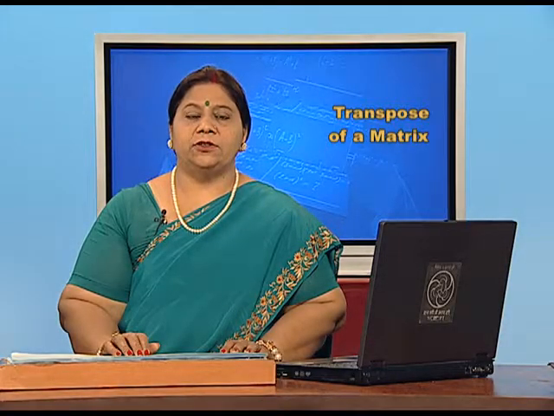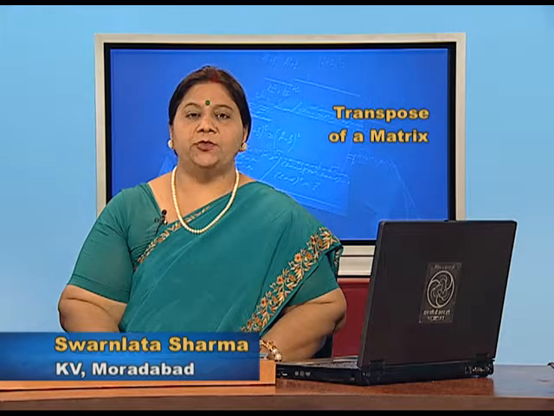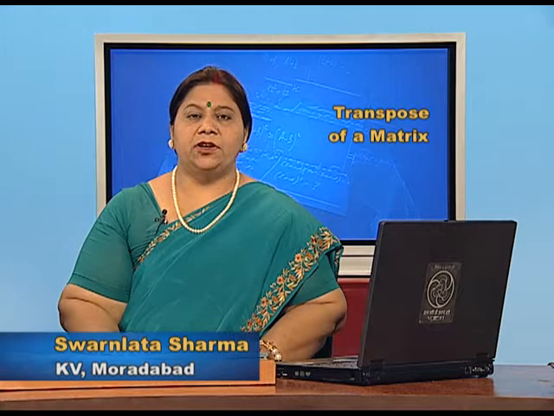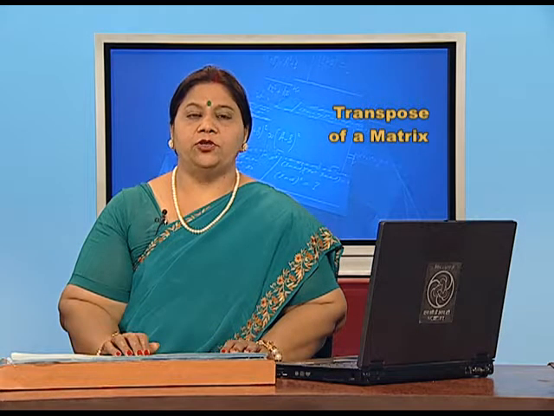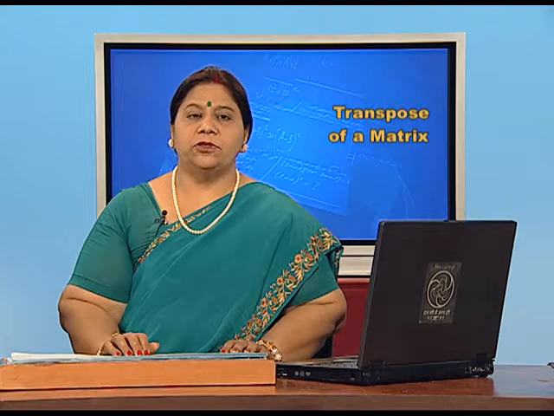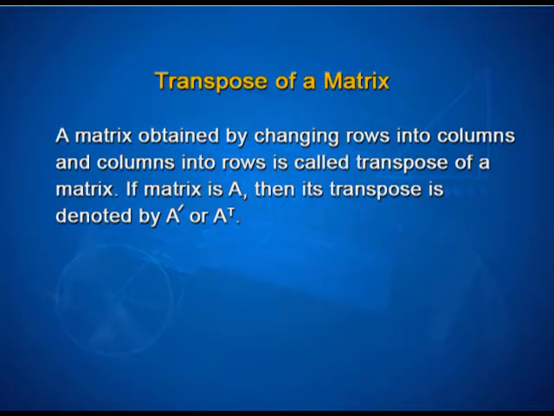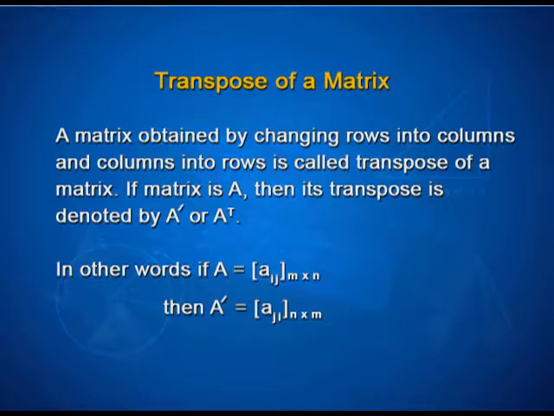Hello students, today we shall discuss the transpose of a matrix. A matrix obtained by changing rows into columns and columns into rows is called the transpose of a matrix. If the matrix is A, then its transpose is denoted by A dash or A^T. In other words, if A = [a_ij] of order m by n, then A dash = [a_ji] of order n by m.